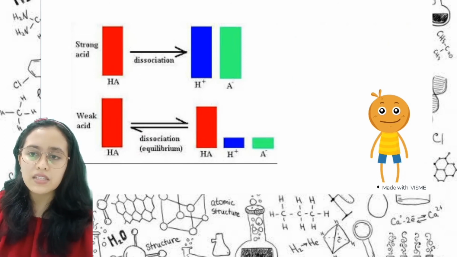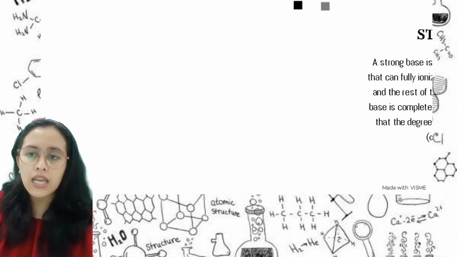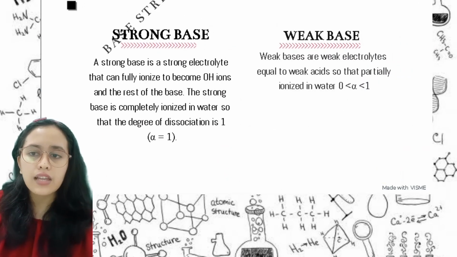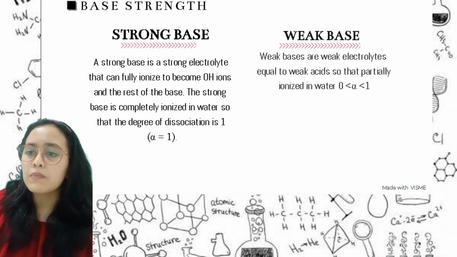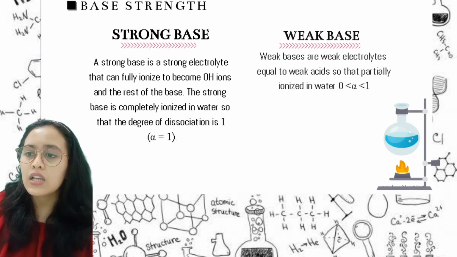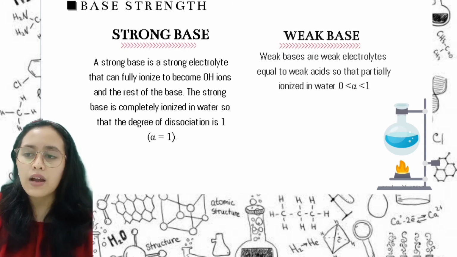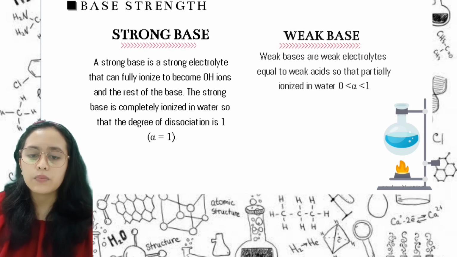This is the differentiation between a strong base and a weak base. A strong base is a strong electrolyte that can fully ionize to become hydroxide ions and the rest of the base. The strong base is completely ionized in water so that the degree of dissociation is 1. The weak base is a weak electrolyte, equal to a weak acid, so it is partially ionized in water, with alpha smaller than 1 and bigger than 0.